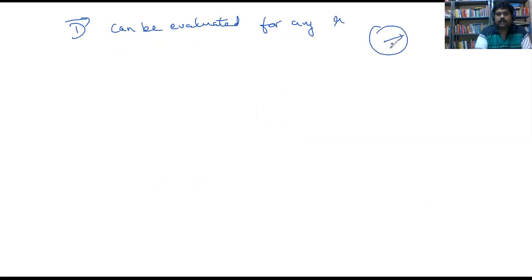Now, flux density D can be evaluated for any value of r or radius. Here I specifically took r equal to a, but this a can be anything. So r can be taken as an arbitrary variable. Therefore, flux density D can be written as Q by 4 pi r squared into a_r, evaluated at any value of r.